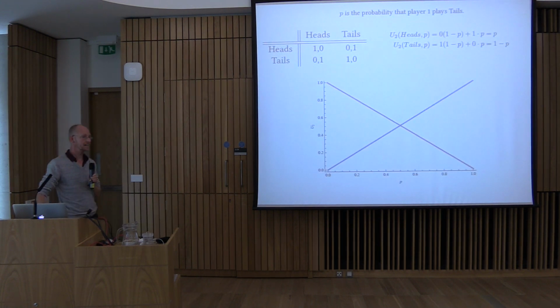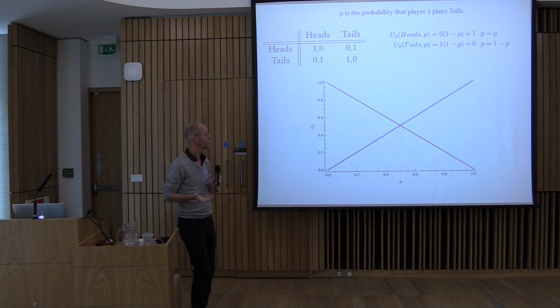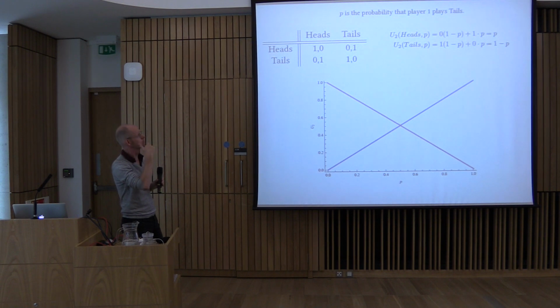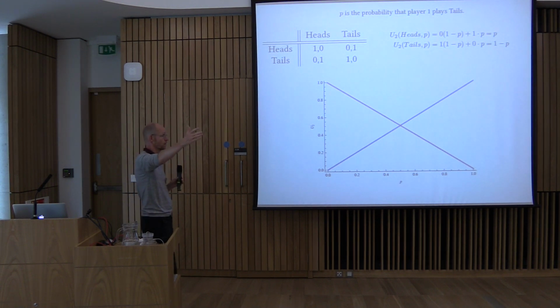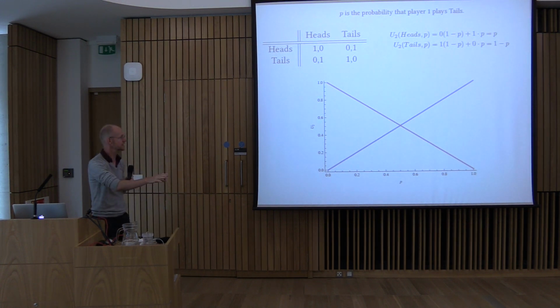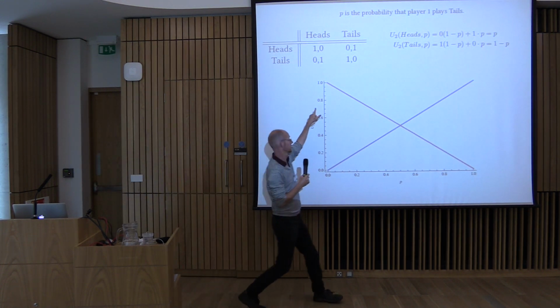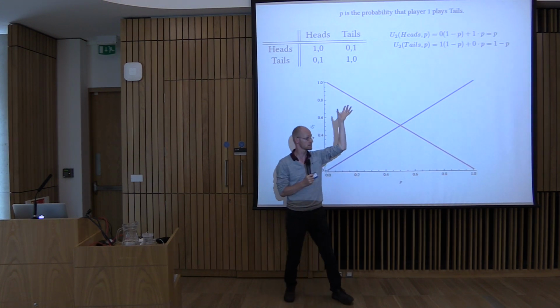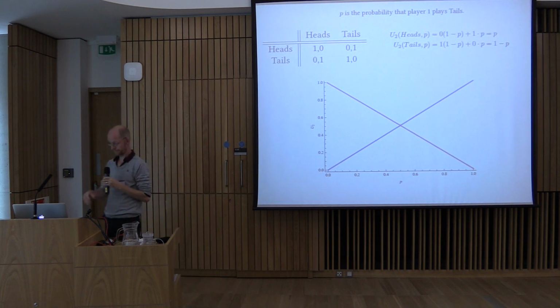Of course, you can do exactly the same for the other player. You determine the utility of playing heads for the column player, given a value P for the row player playing heads. You can do it in exactly the same way, and the figure looks exactly the same, which is not very strange because the game is symmetric.